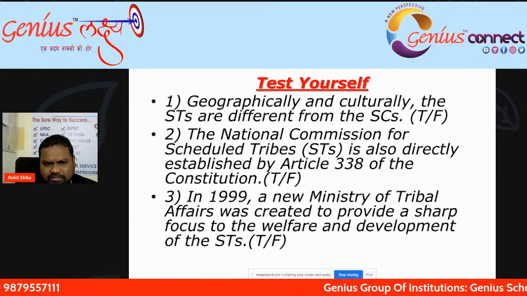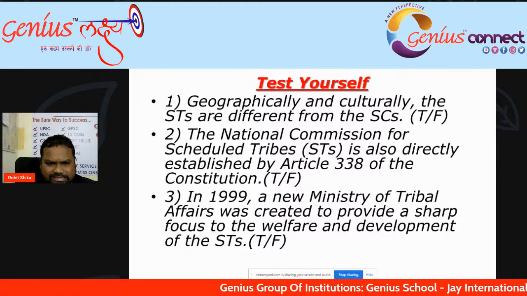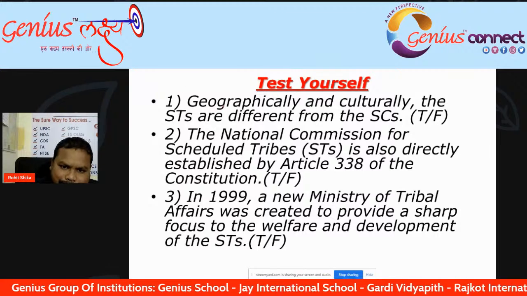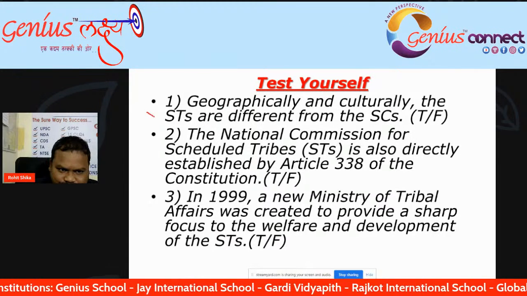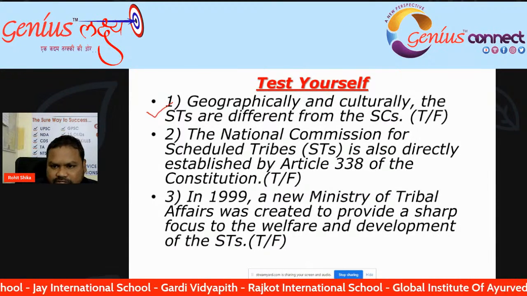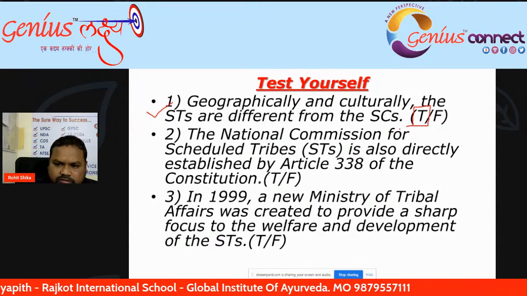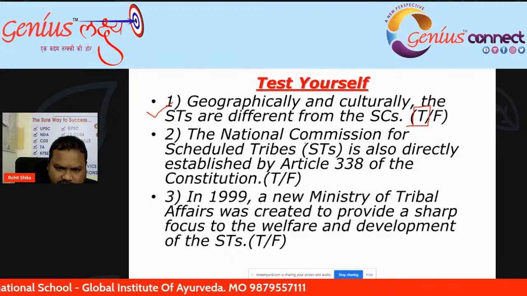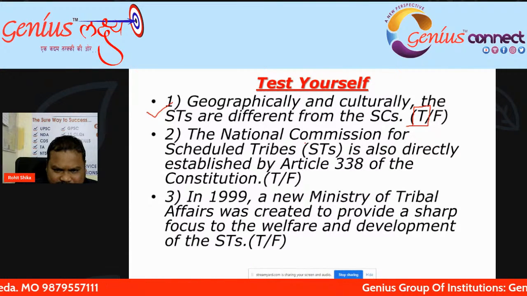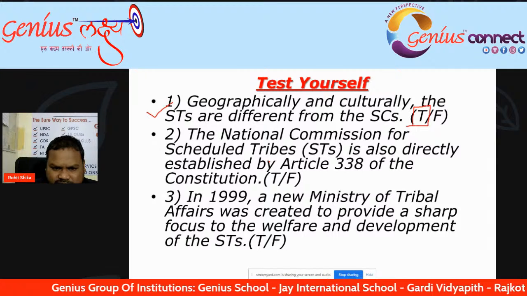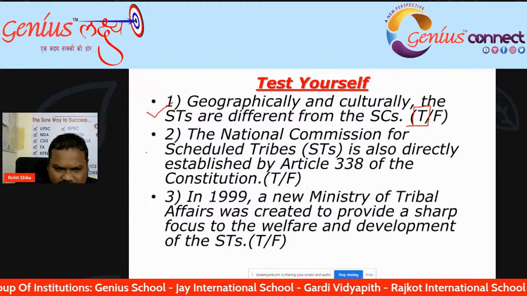Geographically and culturally, the STs are different from SCs. Yes, this is true. The National Commission for Scheduled Tribes is also directly established by Article 338 of the Constitution. The National Commission for STs, this is also correct.